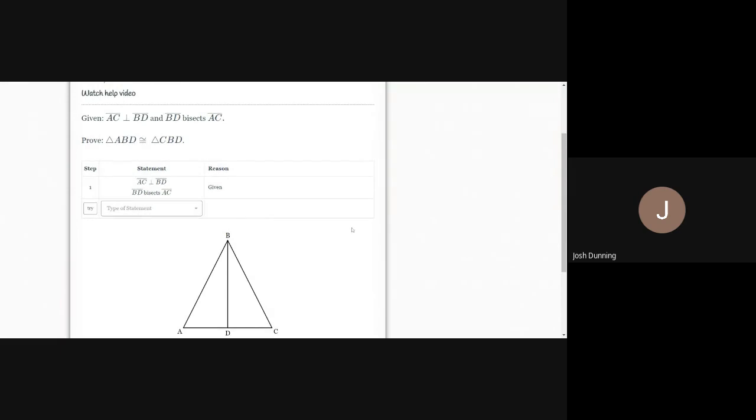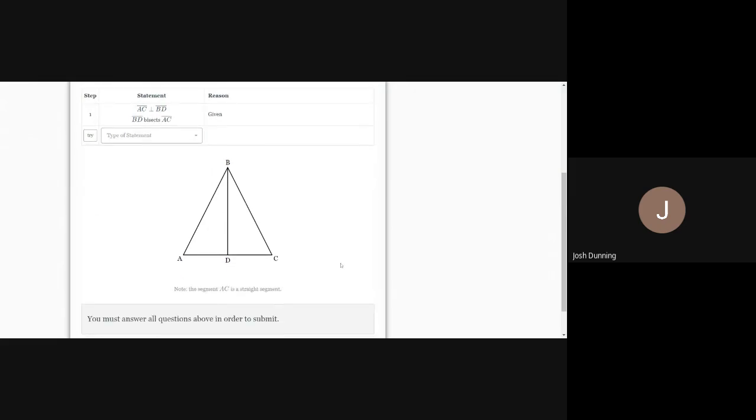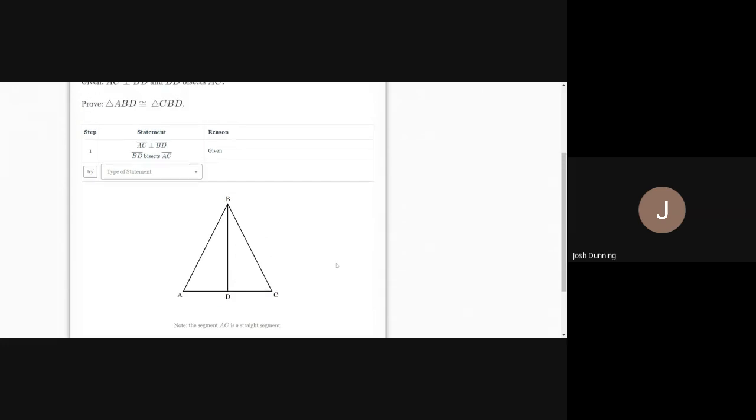Okay, so this one. Now, this is what I mentioned in class before, on Monday before you left. So we go through the givens. It says AC is perpendicular to BD. That means the angles down at D for both triangles are right angles. So we got angle ADB.